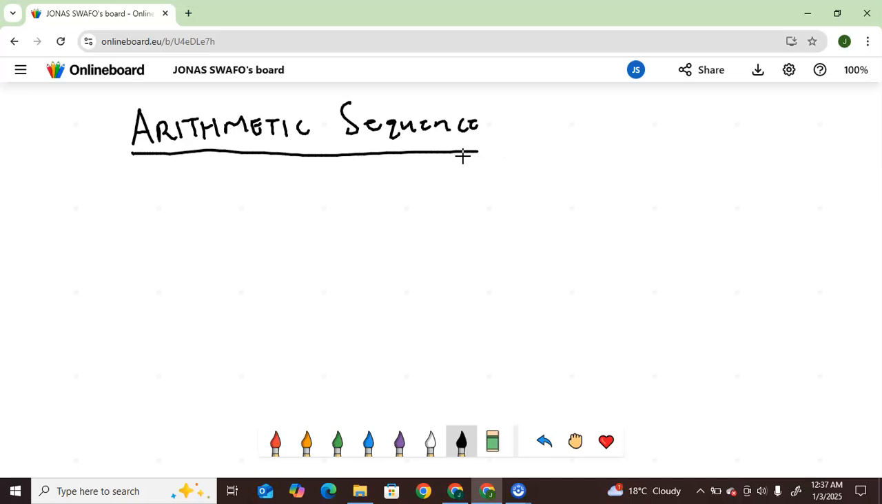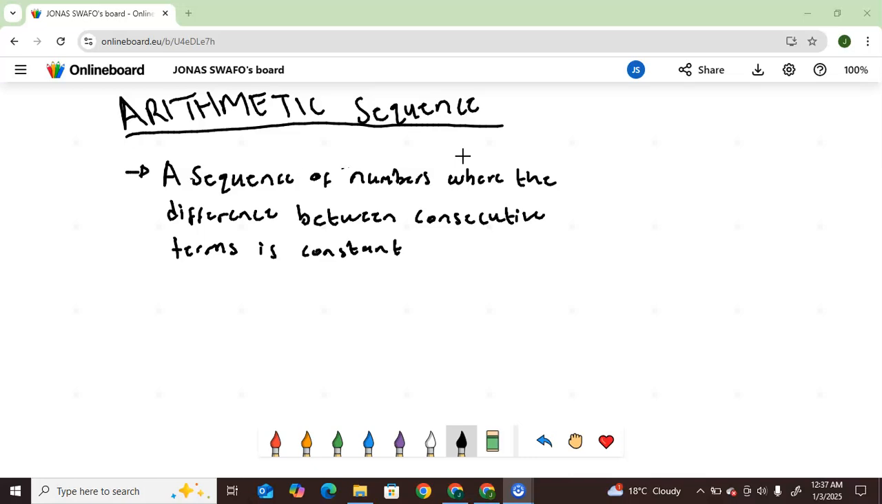Without further ado, let's start with today's lesson. We have what we call an arithmetic sequence. Let's start by defining it. What is an arithmetic sequence? An arithmetic sequence is a sequence of numbers where the difference between the consecutive terms is constant.